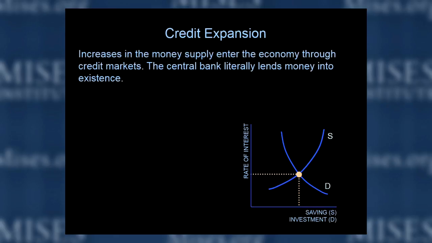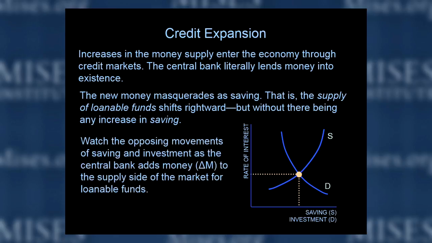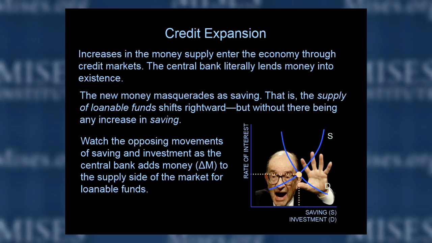Okay, now look what we've got, credit expansion. Increases in the money supply enter the economy through credit markets. The central bank literally lends money into existence. The new money masquerades as saving. That is, the supply of loanable funds shifts rightward, but without there being any increase in saving. Okay, so watch the opposing movements of saving and investment as the central bank adds money, delta M, to the supply side of the market for loans. This clues you off. This is a different kind of structure. There you go.